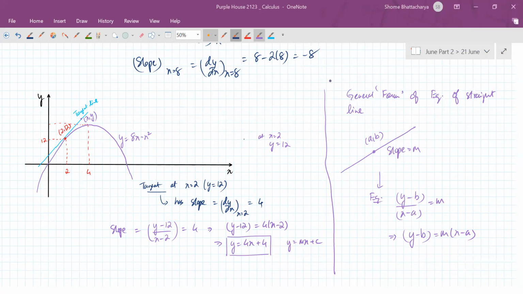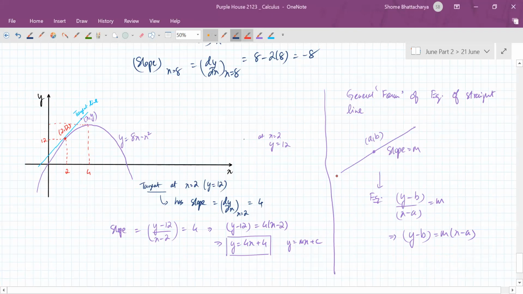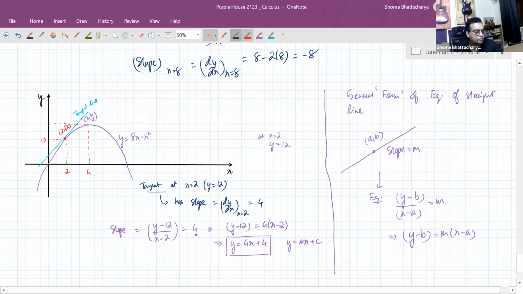Understanding? Yes. What is the slope of a line? It is tan theta, no? It is the inclination with the x-axis. So that slope only is equal to 4, no?